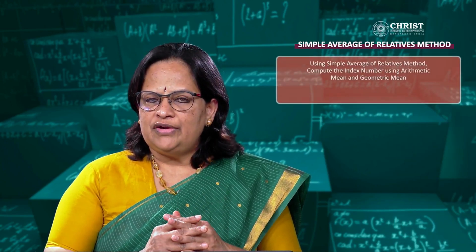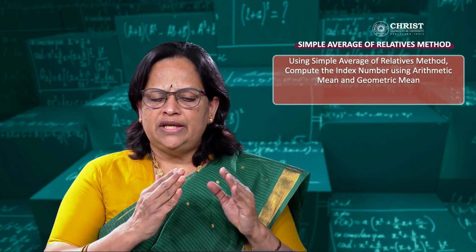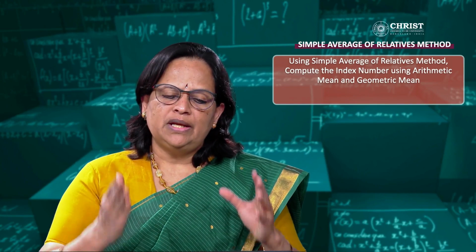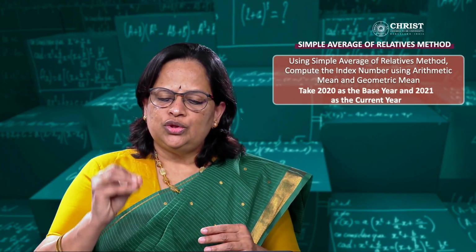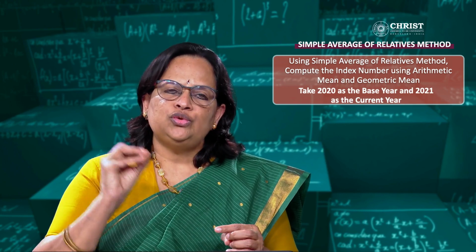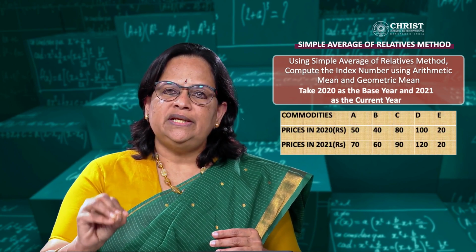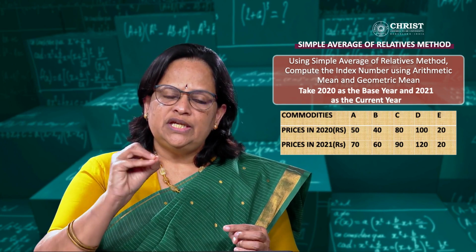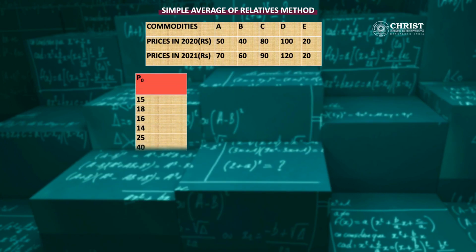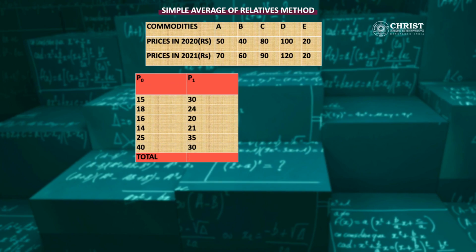Now we have to do the second problem. Using the simple average of relatives method, compute an index number using arithmetic mean and geometric mean. Take 2020 as the base year and 2021 as the current year. So commodities A, B, C, D, E and F. Prices in 2020, that is P0: 15, 18, 16, 14, 25 and 40. Prices in 2021: 30, 24, 20, 21, 35 and 30.